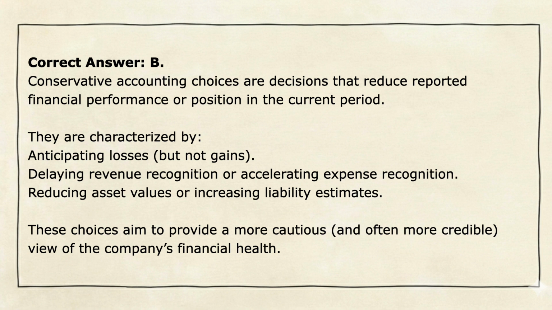Correct answer, B. Conservative accounting choices involve making decisions that lower the financial performance or position shown in the current period. Here's what makes them stand out. They focus on expecting losses, but not gains. They might delay when revenue is recognized or speed up when expenses are recorded. They could lower the value of assets or make liabilities seem larger. These choices are designed to give a more careful and sometimes more trustworthy picture of the company's financial well-being.